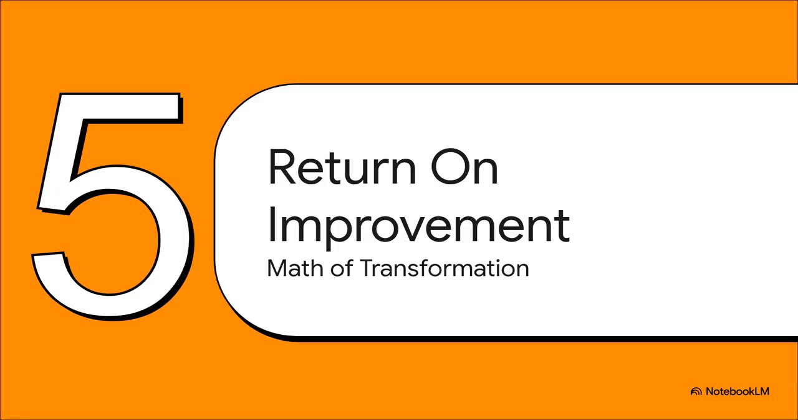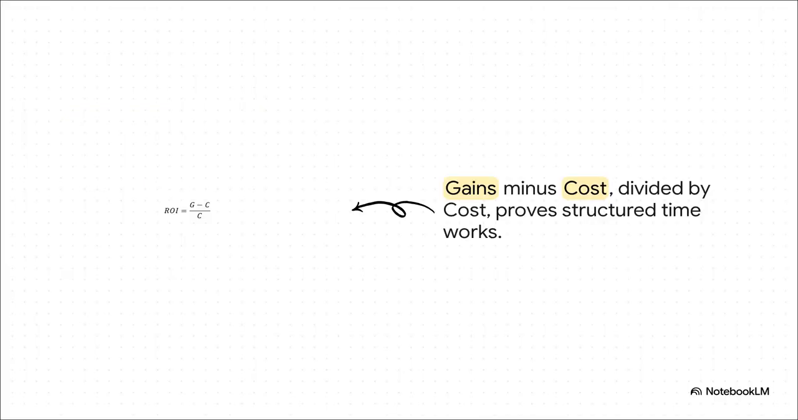Finally, Section 5, Return on Improvement, where we break down the math of system transformation. Let's dig into the hard data and the actual math of system transformation. The return on improvement, or ROI formula, is elegantly simple. It's the measurable performance gain minus the cost of the time investment, all divided by that cost. Now, the absolutely crucial point here is that when we talk about cost, we are strictly talking about time.